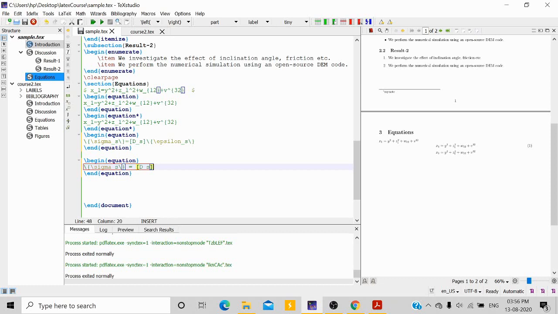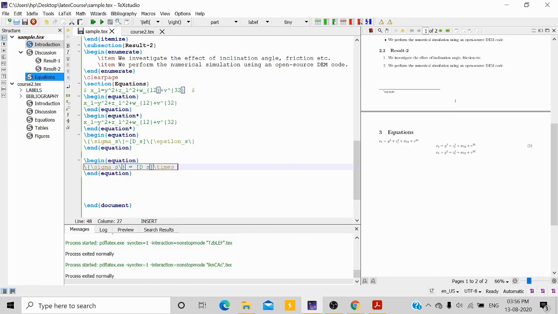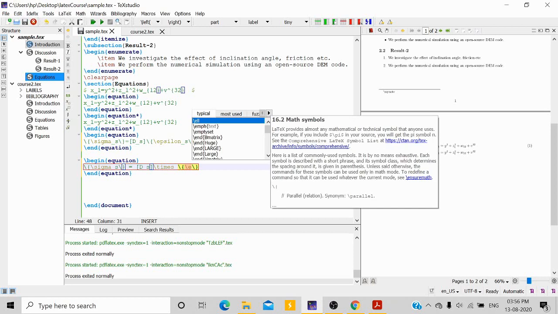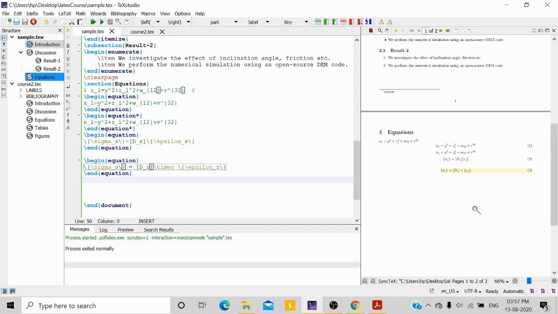If you want a multiplication sign, you can use backslash times. And again this epsilon, so again backslash. See, automatically it is coming because whenever you put a bracket, it has to be closed. So automatically, when you put a backslash curly braces, the ending will come. So within that, you have to put your value. So epsilon, this coming option, so s, I'm putting underscore s. Fine. Let me run this.